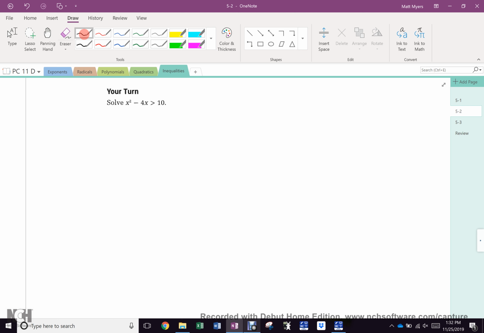Oh, hey, I'm going to be really mean. No, I'm not. You can solve this one with any method you choose. I am going to use roots and a test point, just to be safe. Okay.